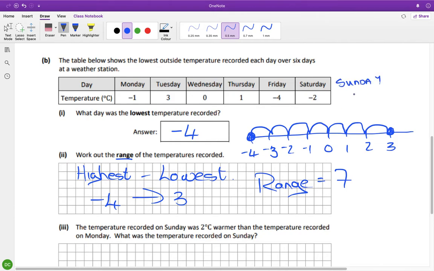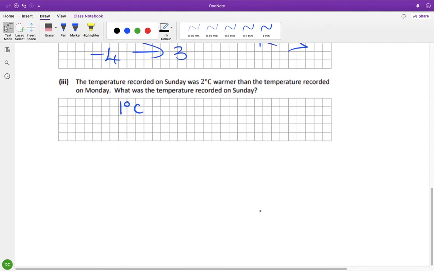The temperature recorded on Sunday, okay, so Sunday's not here, so they're saying if Sunday was recorded, that Sunday would be 2 degrees warmer than the temperature on Monday. So here's Monday, and Sunday's going to be 2 degrees warmer. If Monday was -1 and we're going 2 degrees warmer, we're going to go 1, 2. So that means it's going to be 1 degree Celsius on Sunday, because it's 2 degrees warmer than Monday. Monday was -1, count on 2 and you get to 1. So hopefully that's okay.